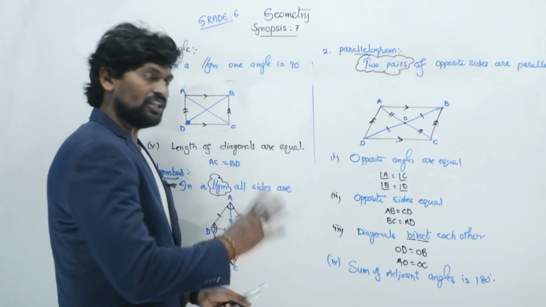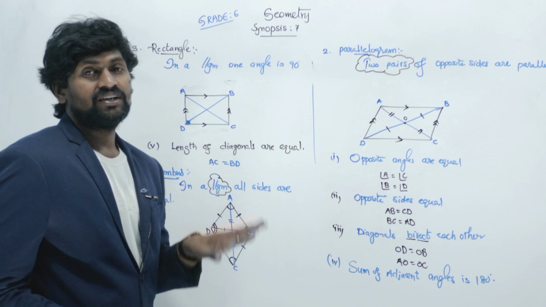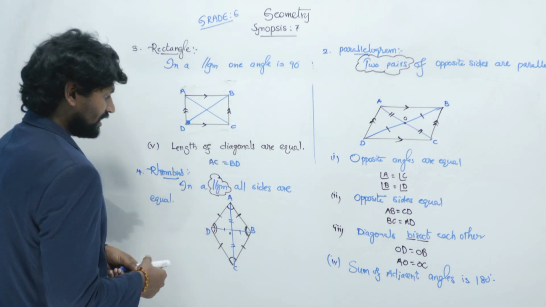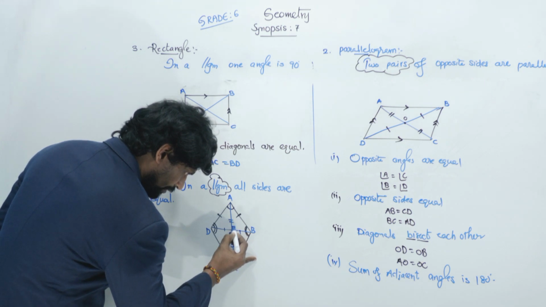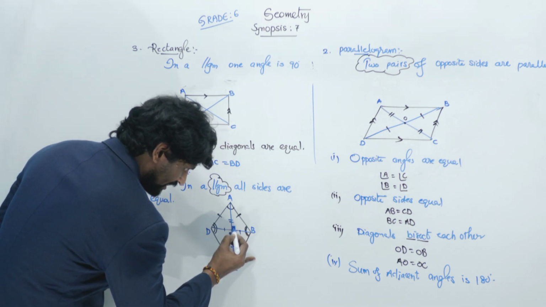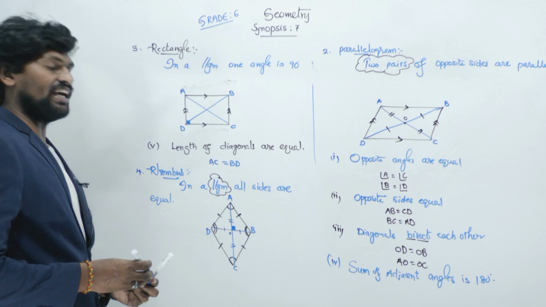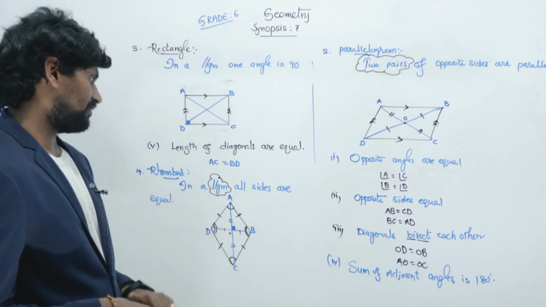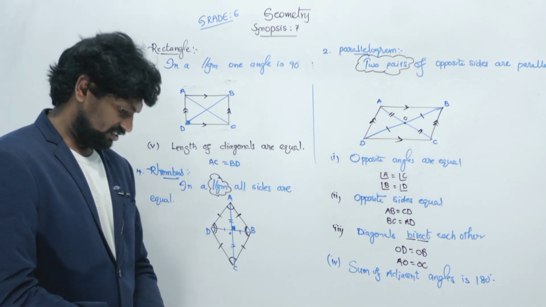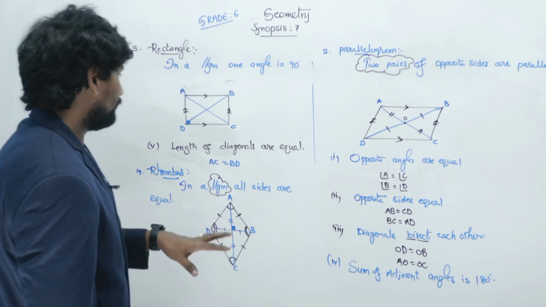But here there is a small change, that is all sides are equal here. Here the small change is the diagonals bisect perpendicularly. Perpendicular means both the diagonals make a 90 degrees angle at the point of contact or at the point of intersection. Okay? Please have a look at them.